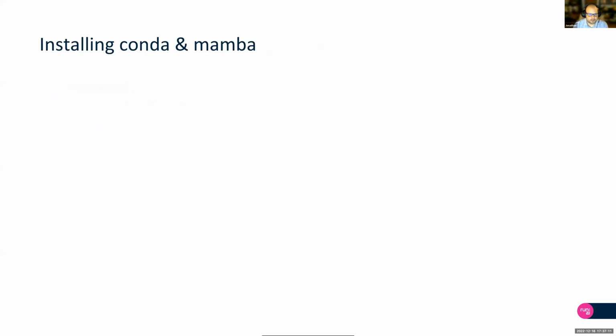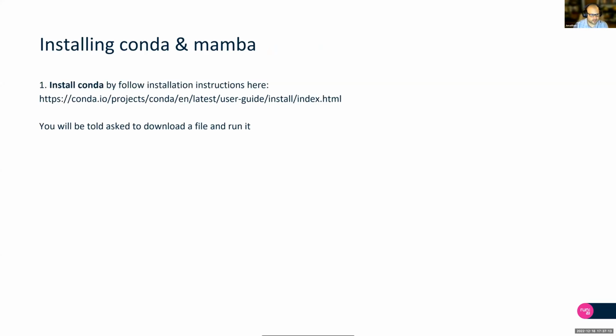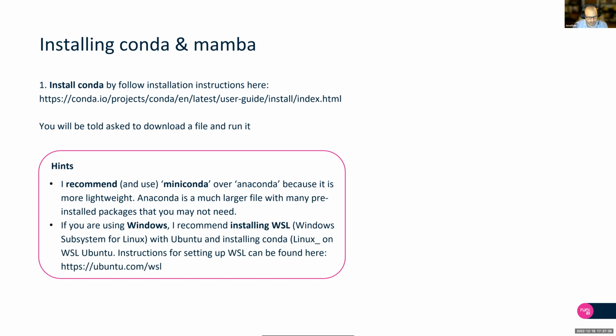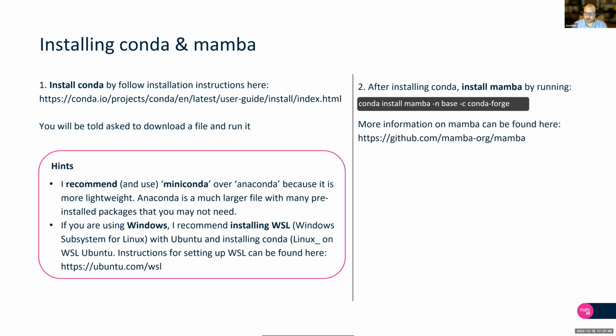In order to set up Conda and Mamba, you just go to the installation website, download a file, and then run it. I do recommend using Miniconda instead of Anaconda because it's more lightweight. Anaconda is much larger and has a bunch of pre-installed packages that you may not need. If you're using Windows, I highly recommend using WSL, Windows Subsystem for Linux with Ubuntu, and then installing Conda on that. It just makes everything run much more smoothly. Once you install Conda, you want to install Mamba by running this particular line.